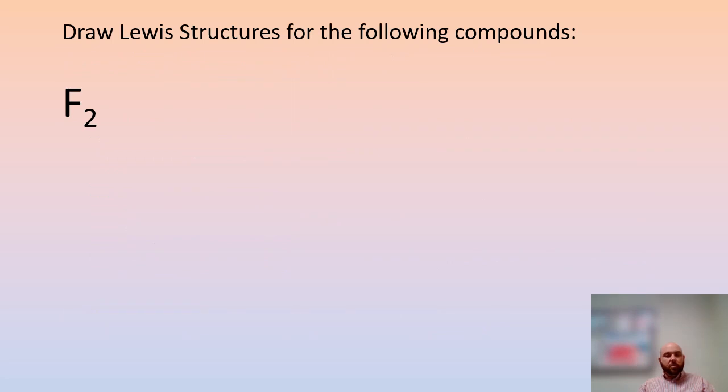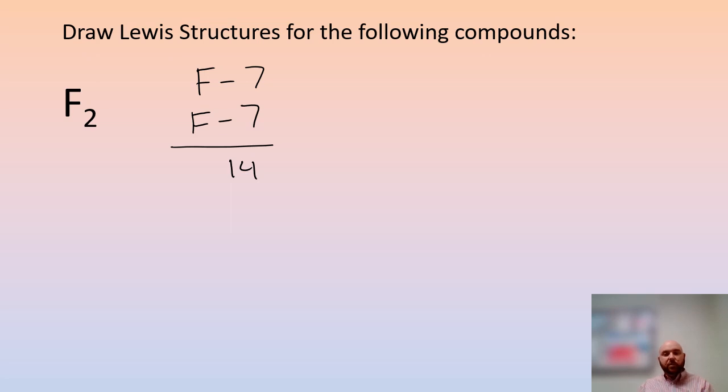For the first example, we are going to draw the Lewis structure for a molecule of fluorine, chemical formula F2. When we determine Lewis structures, the first step is to figure out how many valence electrons we have to work with. We do that by counting how many valence electrons each atom in the molecule contributes. Because fluorine is found in the 17th column of the periodic table, we know that neutral atoms of fluorine have 7 valence electrons. Because we have 2 fluorines that make up our molecule, that means we have 14 total valence electrons to work with.